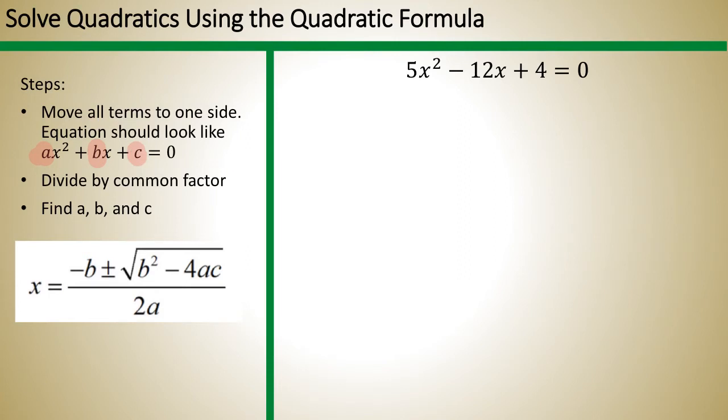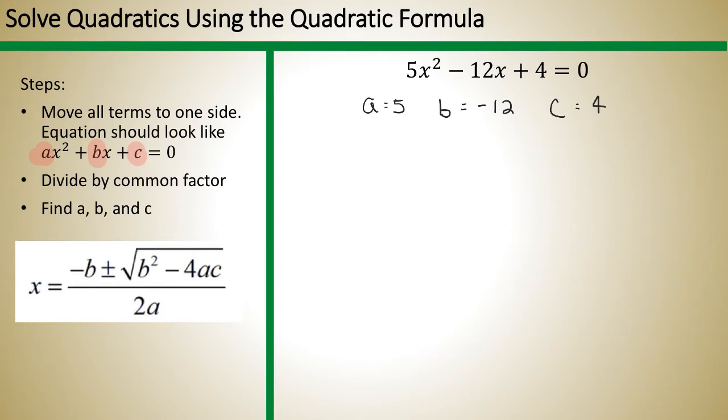And then we'll just take those numbers and plug them into the quadratic formula, which we see down below. So this problem that we see over here, we already have 0 on the right side, so we can identify what a, b, and c are. A is 5, b is negative 12, and c is 4.